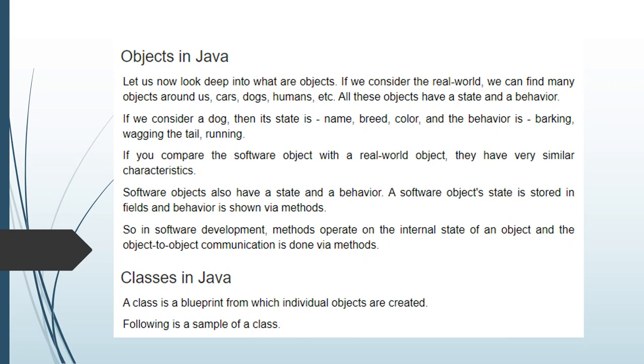If you compare the software object with a real-world object, they have very similar characteristics. Software objects also have a state and a behavior. A software object's state is stored in fields and behavior is shown via methods. So in software development, methods operate on the internal state of an object, and the object-to-object communication is done via methods. Classes in Java. A class is a blueprint from which individual objects are created. Following is a sample of a class.